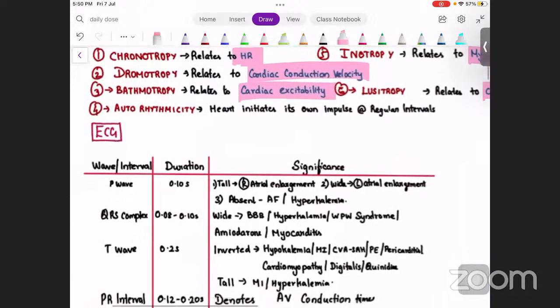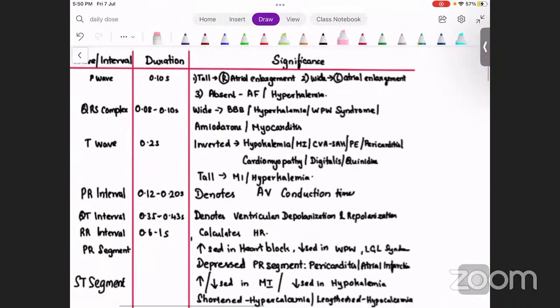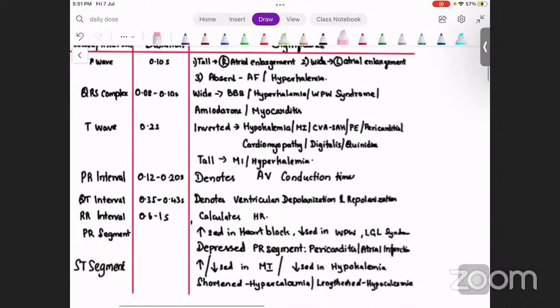So again, we have the ECG changes. I'd rather go for the duration, because the rest of the ECG significance we will study in the medicine revision too. So I don't want to insist much there, but I will tell you the important things you have to know. The duration is pretty important. P wave duration is 0.1 second. Tall P wave is seen in right atrial enlargement, and wide P wave is seen in left atrial enlargement.